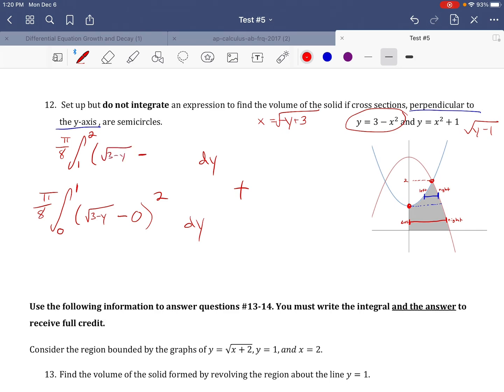The leftward parabola is this one, quantity squared. This represents the distance between the curves, which is serving as the base of this cross-section. This represents the distance between these curves, which is serving as the base of these cross-sections. I'm adding them together.